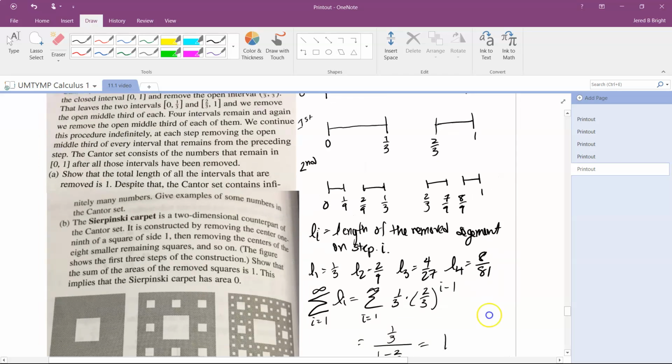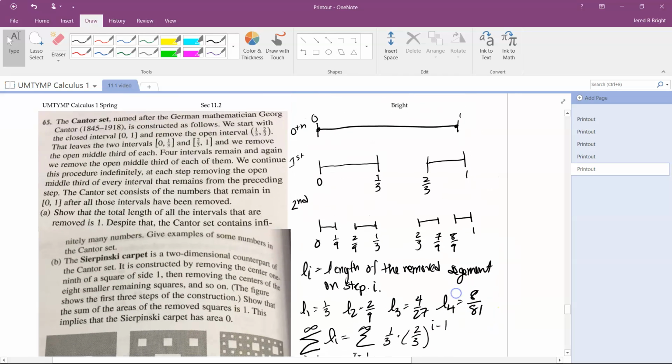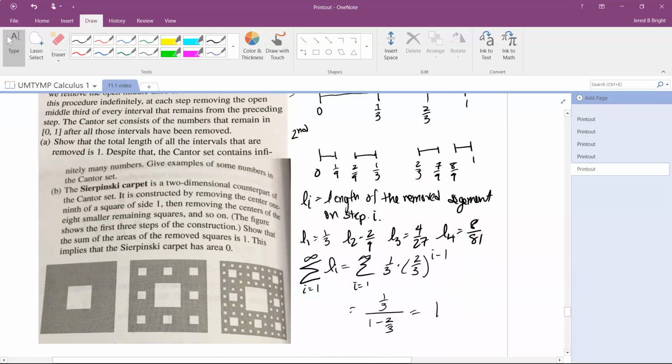Which is super interesting as a mathematician, because we're removing essentially the whole line, right? So even though we have this process where conceptually we should have something left because we're always dividing into 3, taking out the middle, right? We end up removing the whole line? Question mark? Okay.